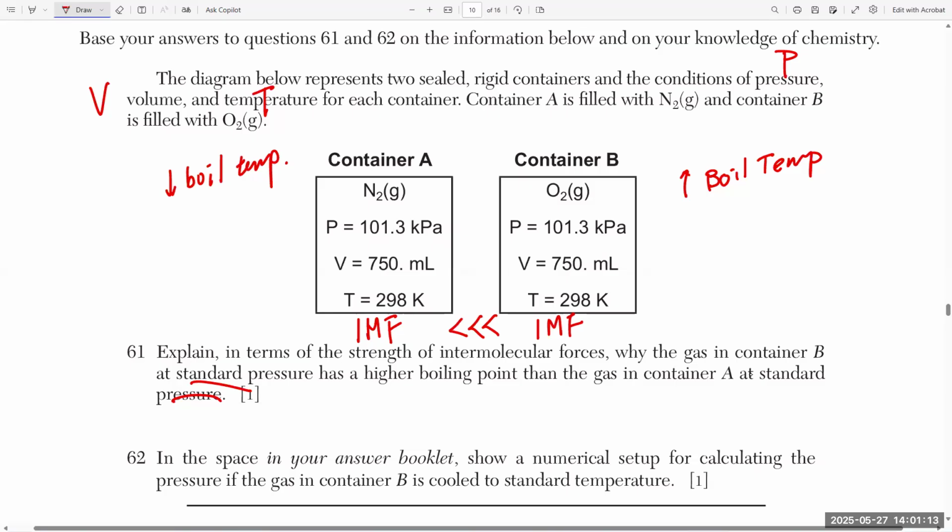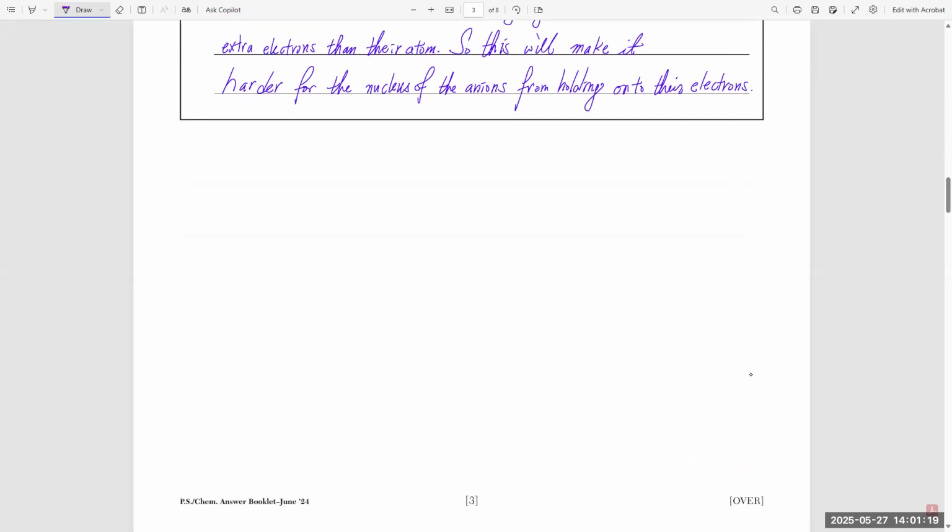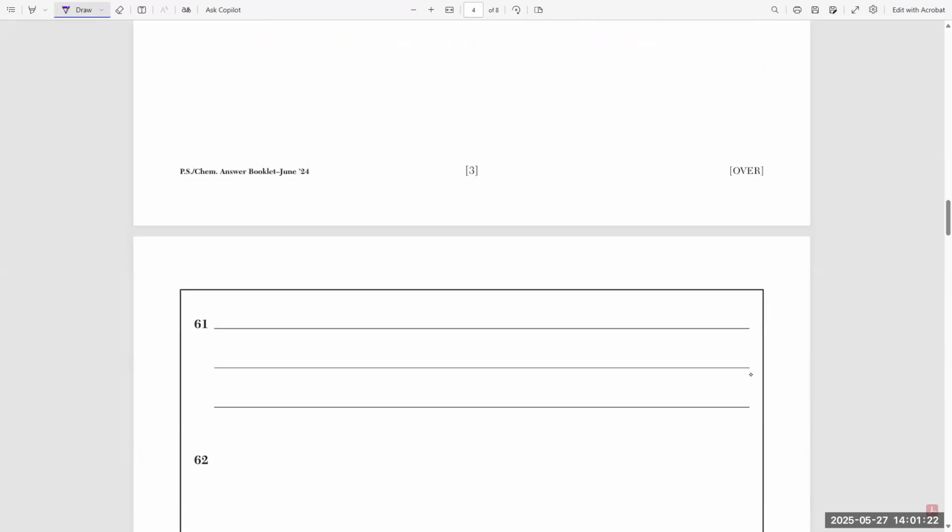So that's what we're going to say. We're going to go to 61, and we are going to say in 61, gas B has a stronger intermolecular force. You could also conversely say gas A has a weaker intermolecular force, and you'd be just as correct.